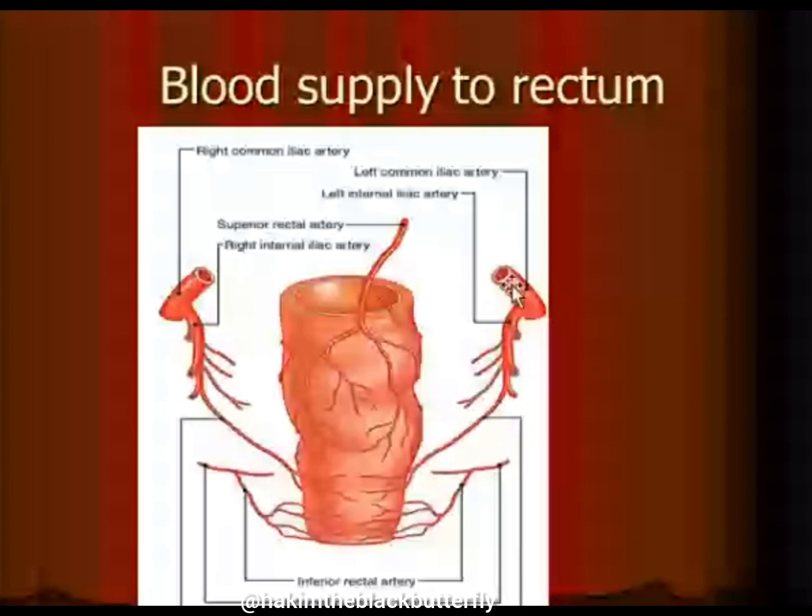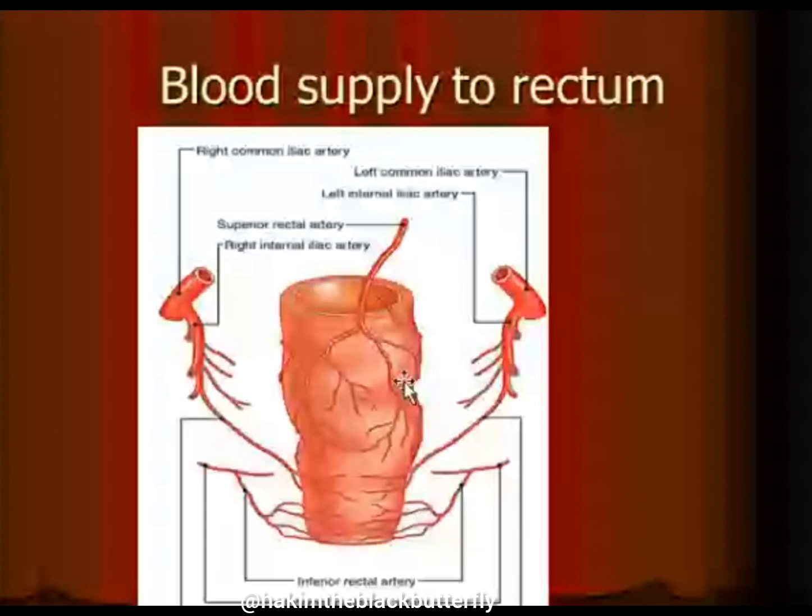Have the common iliac dividing into external iliac and internal iliac. The internal iliac artery gives off the middle rectal artery. And then the inferior rectal artery is a branch of this artery known as the internal pudendal. The internal pudendal artery also comes from the internal iliac artery. So the internal iliac artery gives off the internal pudendal artery. The internal pudendal artery is the one going to give off the inferior rectal artery.